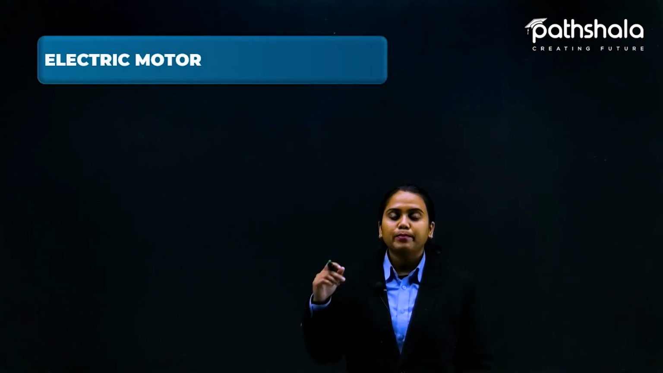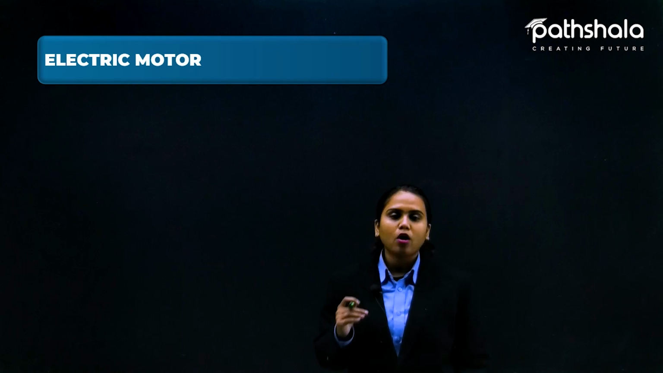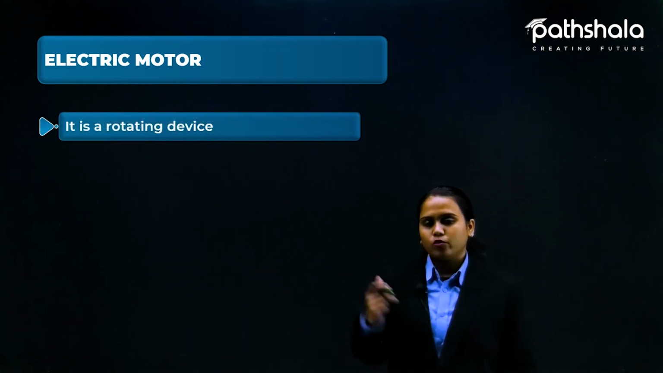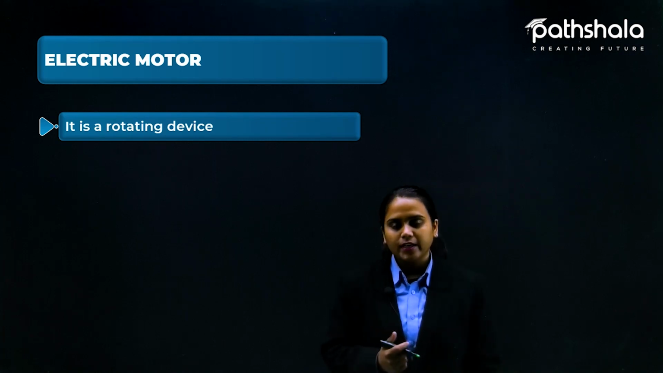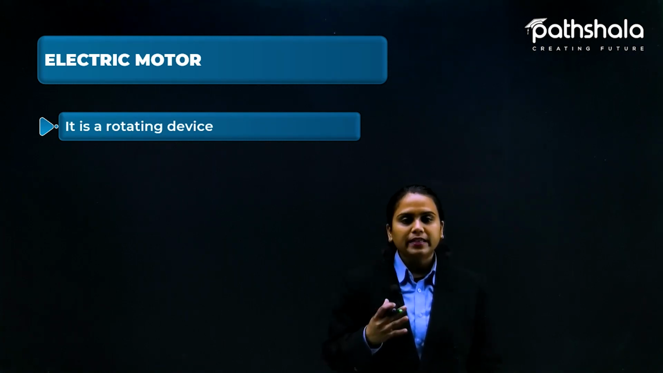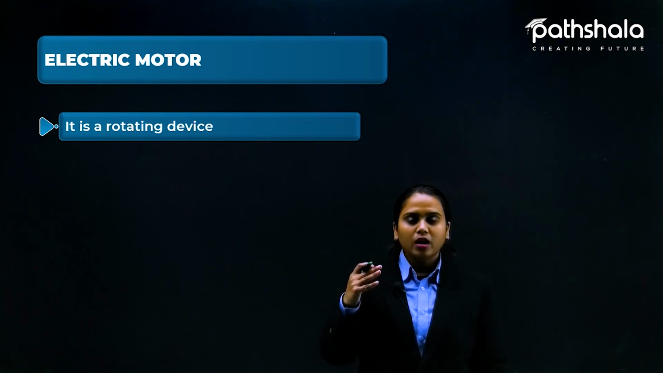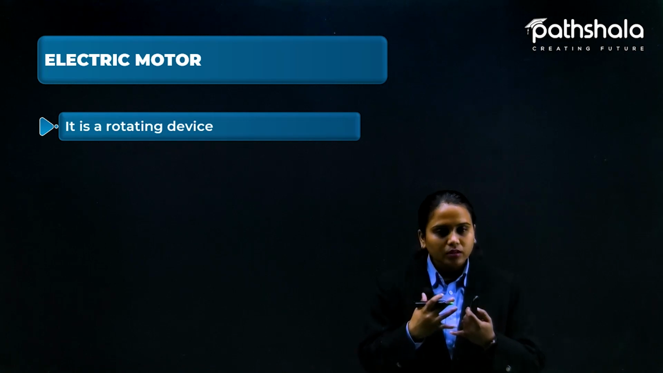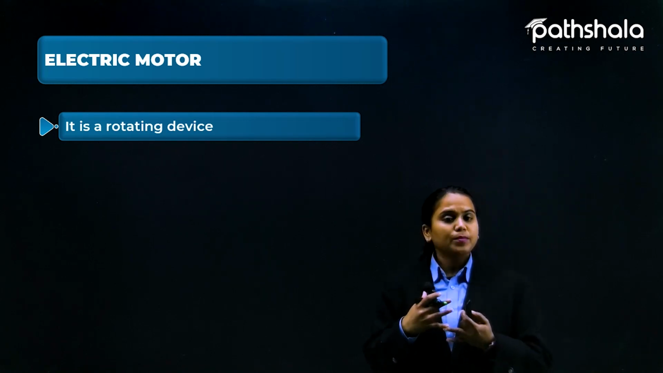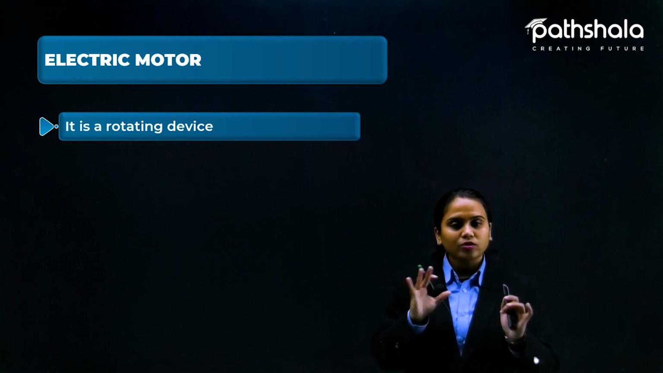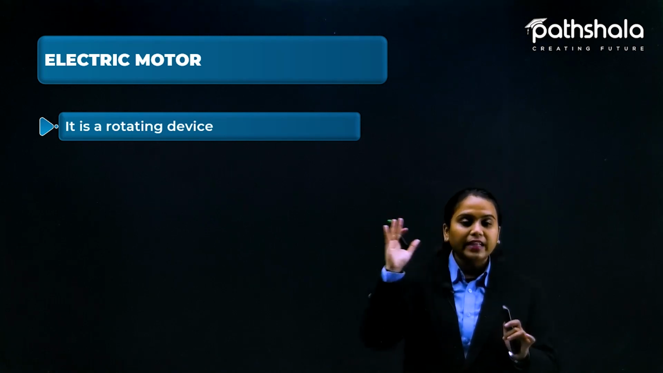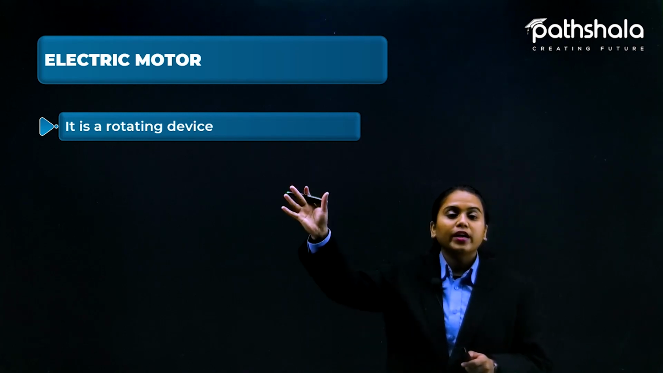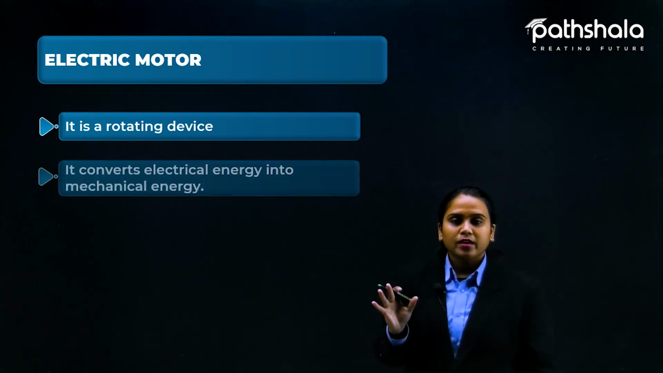So here the most important topic of this session is the electric motor. Now, what is an electric motor? First of all, it is a rotating device, and you might have seen this motor in your house in various applications, like in a mixer grinder, in washing machines, which rotate. That is all due to the motor, and the fan that is rotating is also due to a motor. So it is a rotating device, okay?